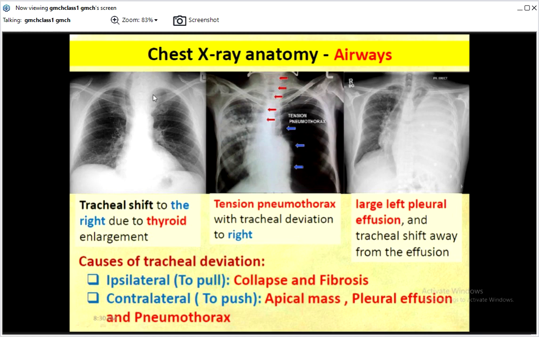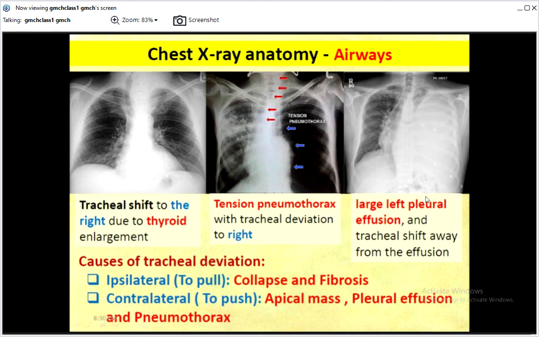So here you can see there is some soft tissue mass in the chest which has displaced or deviated the trachea to the right side. Most likely this could be a thyroid enlargement. Here you can see the trachea has been pushed to the opposite side. By what? A massive pneumothorax.